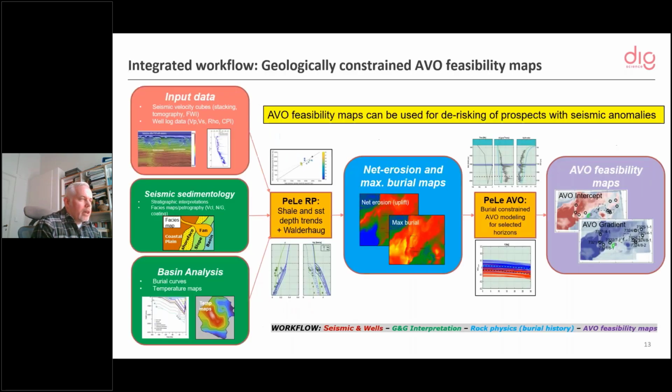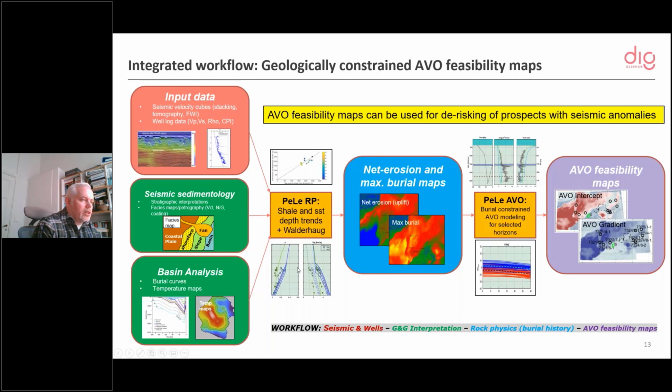Okay, so now I'm going to move on to bringing this more into space in 3D, and we're going to show you an example from the Barents Sea. The workflow is then to also incorporate more of the basin modeling and geology to constrain uplift history and combine that with AVO analysis. So here is just a quick overview of the workflow. We have input data such as the seismic velocities. This could be FWI or stacking velocities. You have some sedimentological constraints, and then the burial history and basin history.